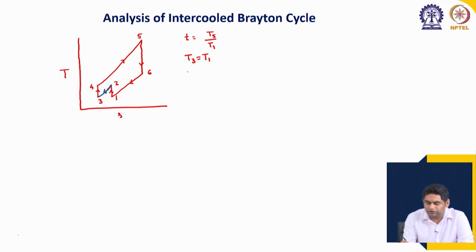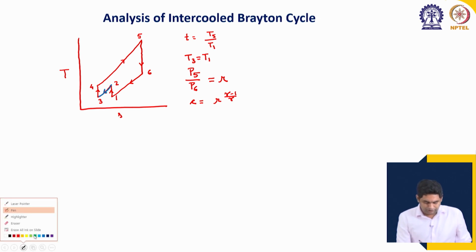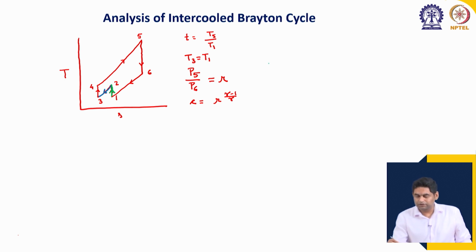Now, we will define the overall pressure ratio P5 by P6, as usual, equal to R. And then C is defined as R to the power (gamma minus 1) by gamma. Now, each of these individual compression processes, low pressure compression, let us say this process, we can associate one compression ratio for this. So, let us say that is R A. So, R A is equal to P2 by P1.